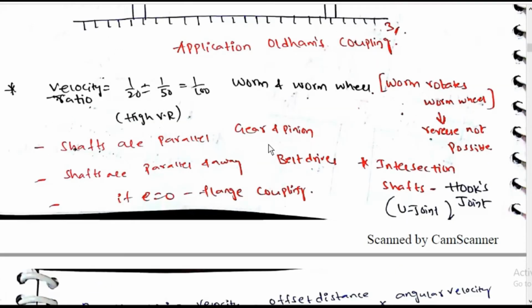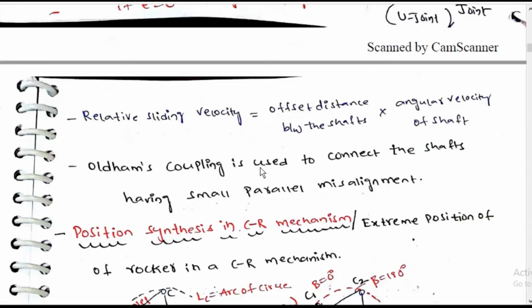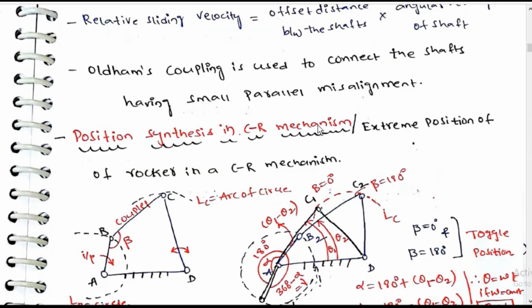If shafts are parallel: gear and pinion, or belt drives. Intersecting shafts: U joint, Hooke's joint. If E is equal to 0, flange coupling. Relative sliding velocity is equal to offset distance between shafts into angular velocity of shaft. Oldham coupling is used to connect shafts having small parallel misalignment.